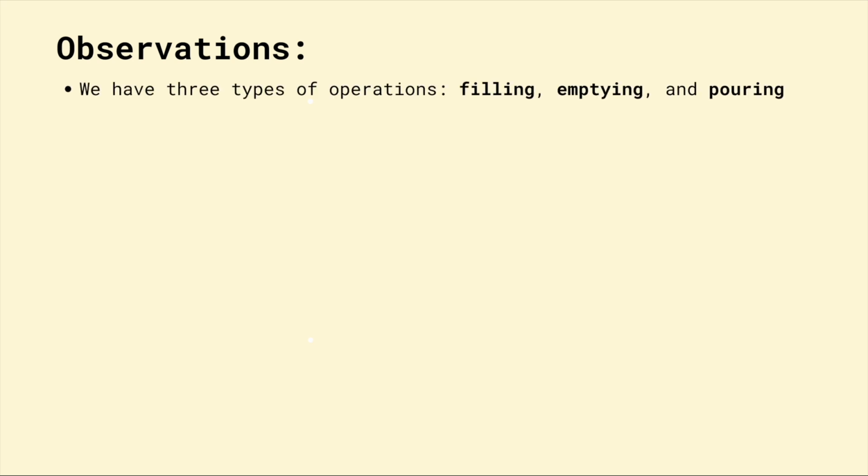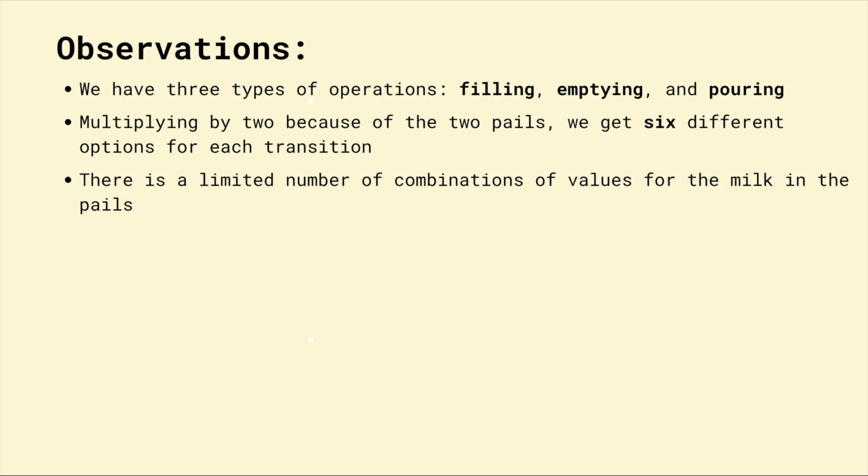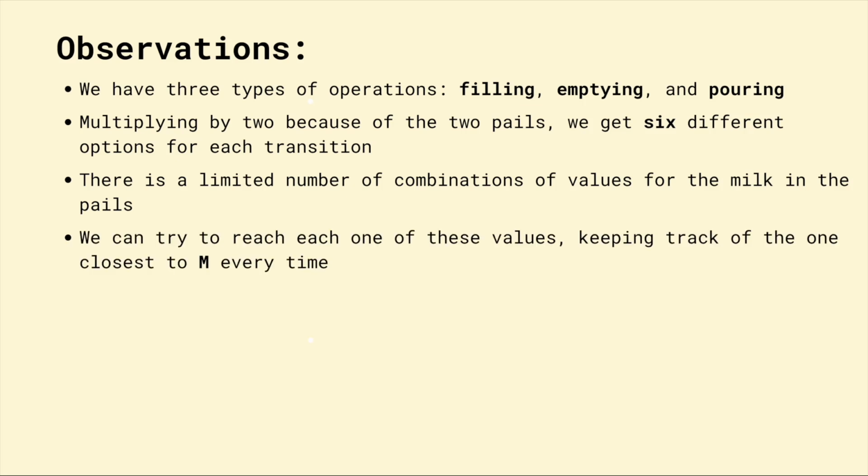So let's take a look at some observations we can make. We have 3 types of operations, and each operation can happen to either pail, so we get 6 total options for each of the K transitions. We have a limited number of combinations for the milk in the pail, since they're lower bounded by 0 and upper bounded by x plus y. We can try to reach each one of these values, keeping track of which is closest to m every time.